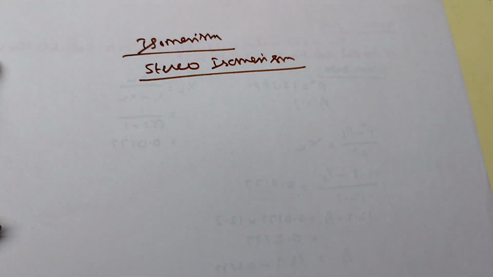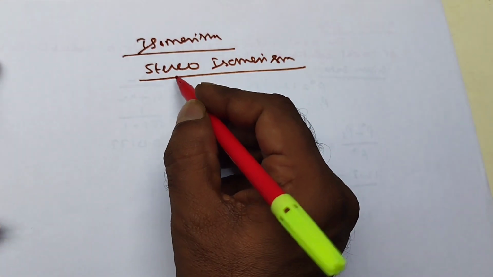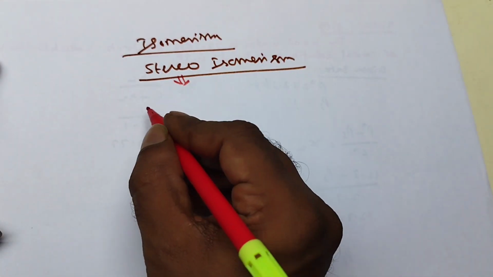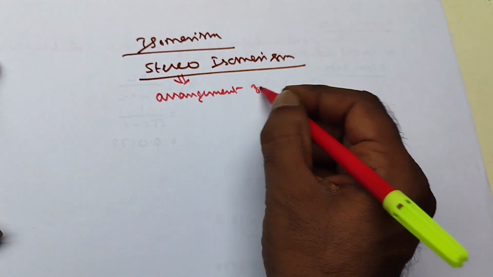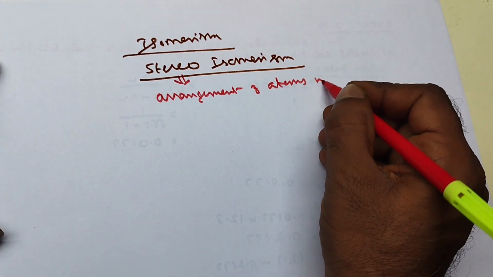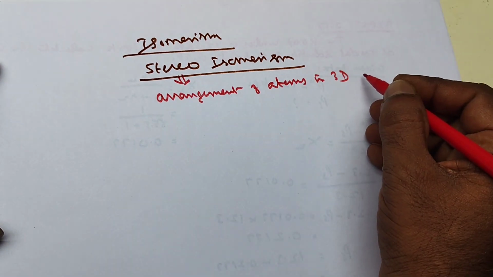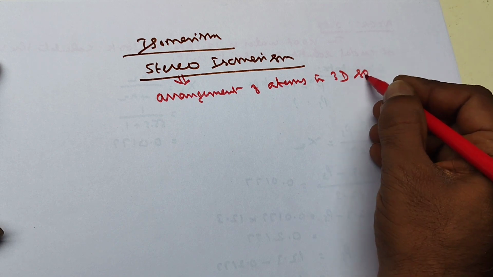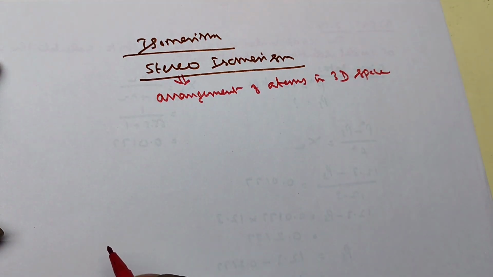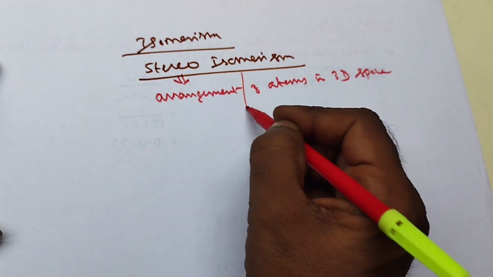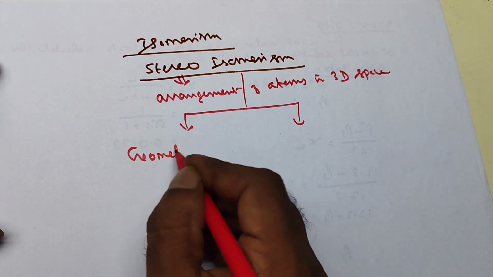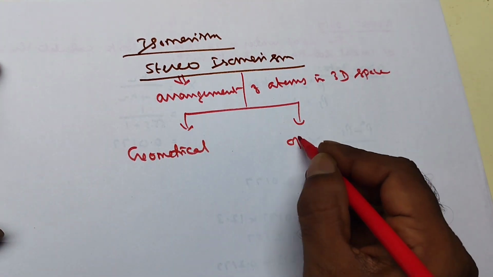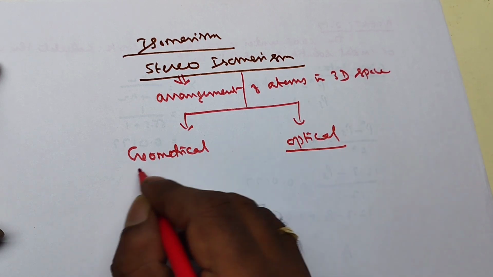Under stereoisomerism, what is meant by stereoisomerism? Stereo means the arrangement of atoms in three-dimensional space. So under stereoisomerism we have two different types of isomerism. One is geometrical isomerism, and another one is optical isomerism. Let us discuss one by one.